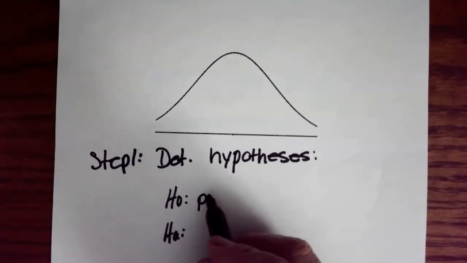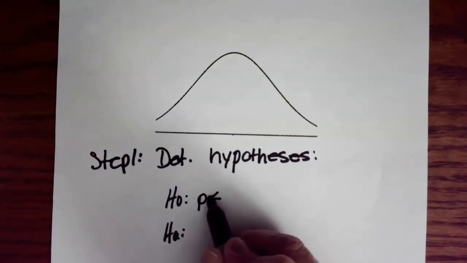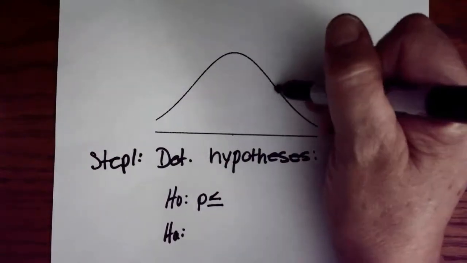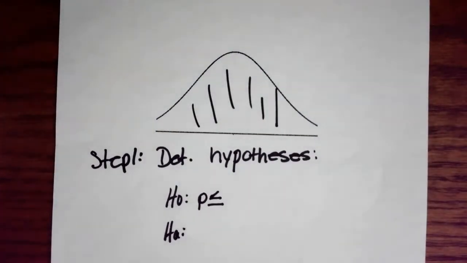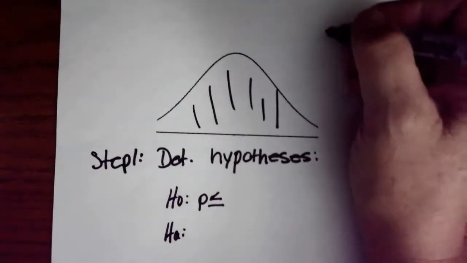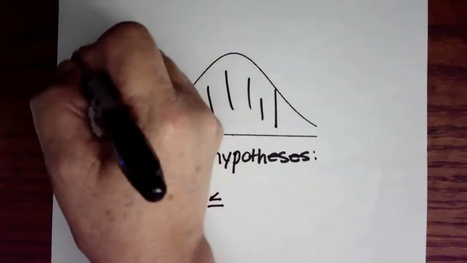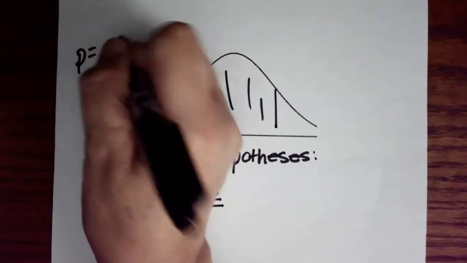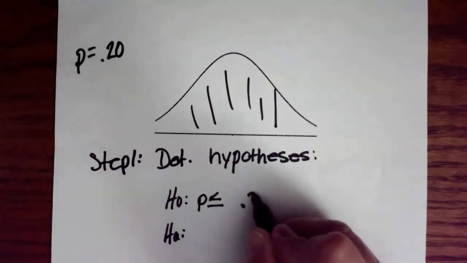We're going to set the null hypothesis as being less than or equal to, because remember, the null hypothesis is this area right here. It's our status quo. Now, in this scenario, as I indicated from the example, they had 20% of their golfers who were female golfers. So we are testing against 0.20.